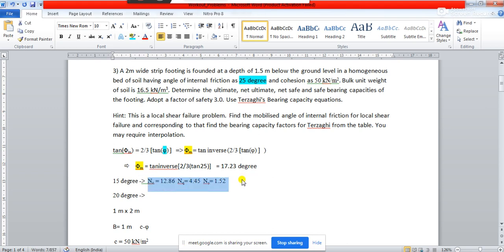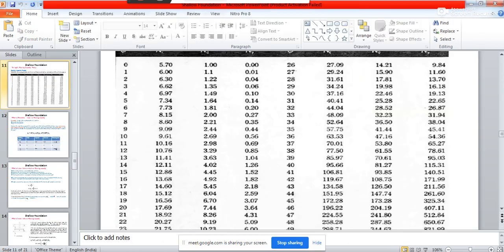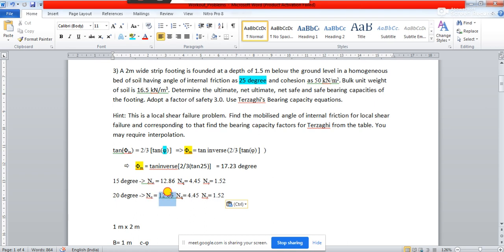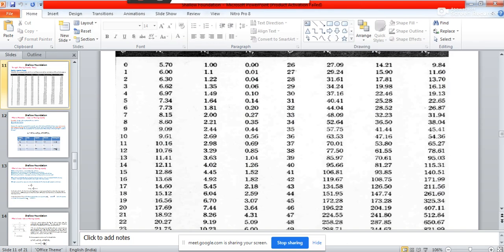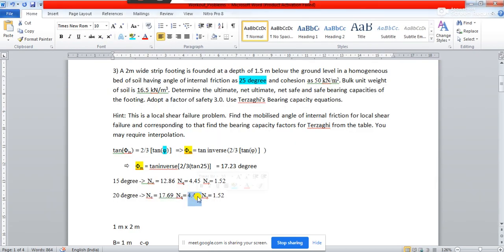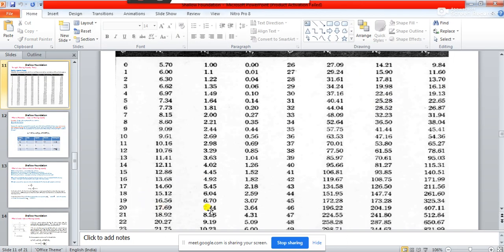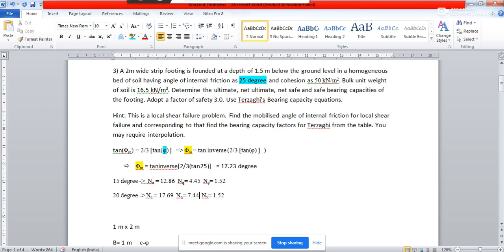Let's write the values, then we will see how to interpolate. So for 20 degree the values are given as 17.69, then NQ value is given as 7.44, and N gamma value is given as 3.64. Okay, so 3.63. So is it clear now?